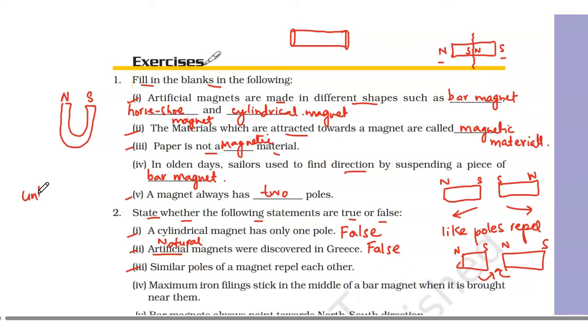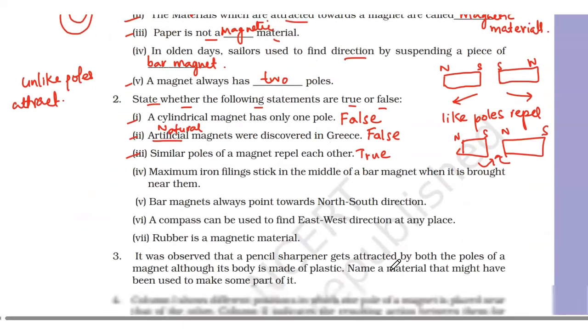I'm writing it down here. Unlike poles attract. So like poles repel and unlike poles attract. Clear? So what would be the answer? Similar poles of a magnet repel each other. True. Next question.